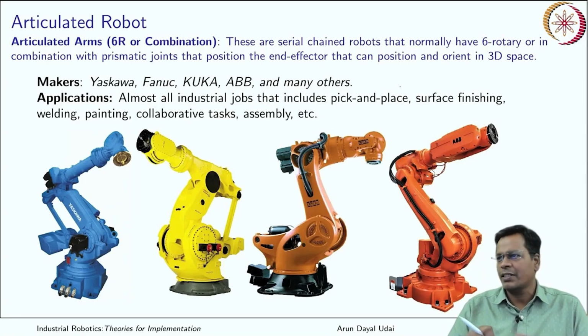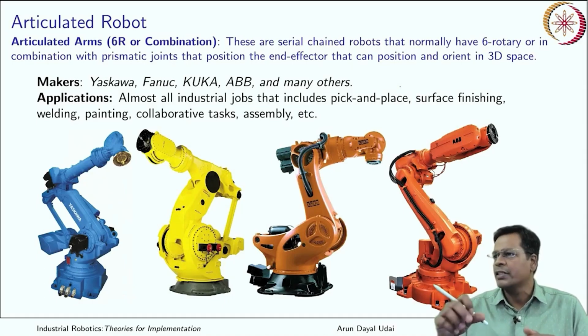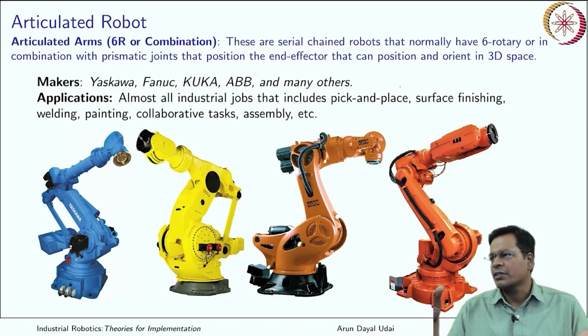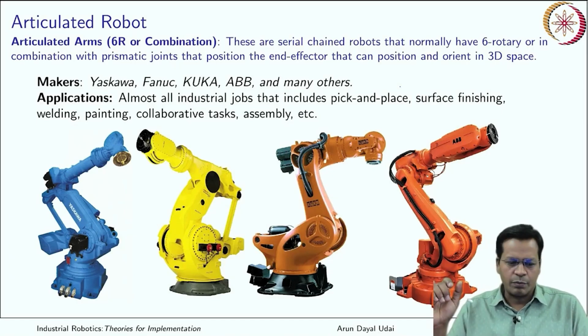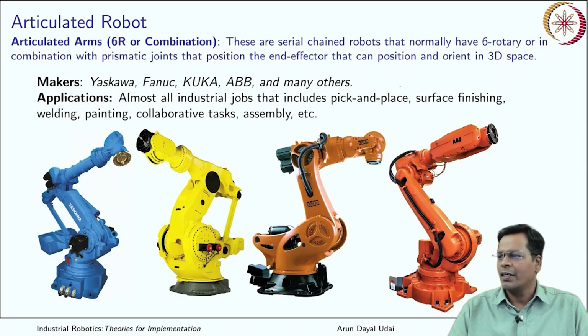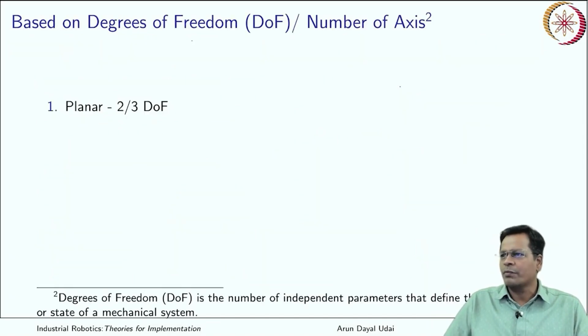Major makers are Yaskawa, Fanuc, ABB, KUKA and many others. Applications: almost all industrial jobs, including pick and place, surface finishing, welding, painting, collaborative tasks, grinding, polishing, assembly tasks. All these can be done with this kind of robot. So this is how it looks. You need no video for this because in the first class I showed you plenty of these robots. We'll be working most of the time on this.